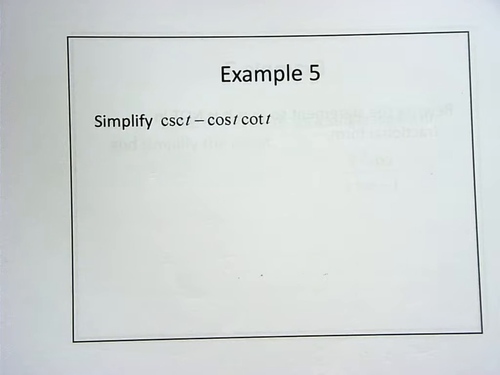Okay. This one. Cosecant minus cosine times cotangent. Do I have a GCF I can take out?